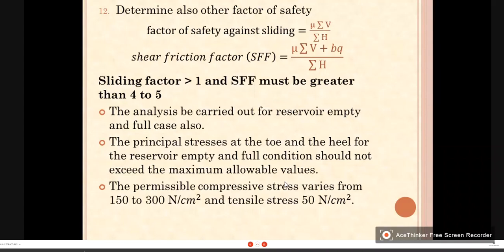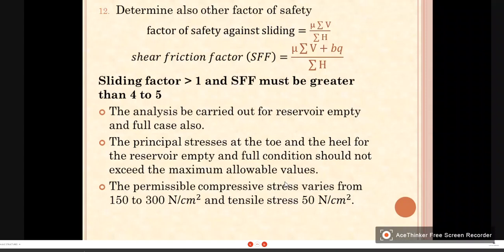The shear friction factor SFF is equal to mu into sigma V plus B q divided by sigma H. Mu is the coefficient of sliding, sigma V is the vertical forces, B is the base, q is the shear factor, and sigma H is the horizontal forces. The sliding factor must always be greater than 1, and SFF must be greater than 4 to 5. This is the main condition of the sliding factor and shear friction factor.